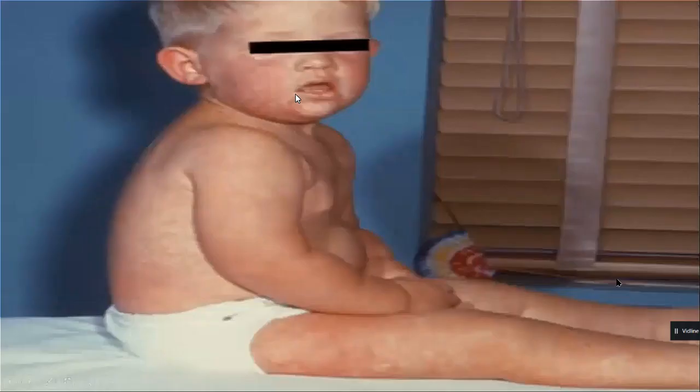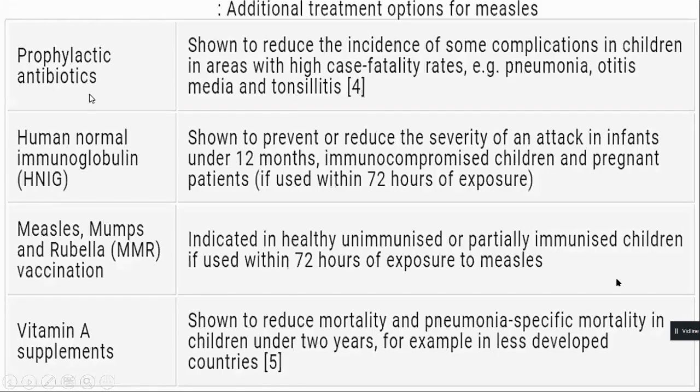Thalamus. And here, prophylactic antibiotics reduce the incidence of some secondary infections. Reduce the incidence of some complications, like what? Pneumonia, otitis media, tonsillitis. Also, human normal immunoglobulin prevents or reduces severity of an attack in infants under 12 months. So you can use it under 12 months.